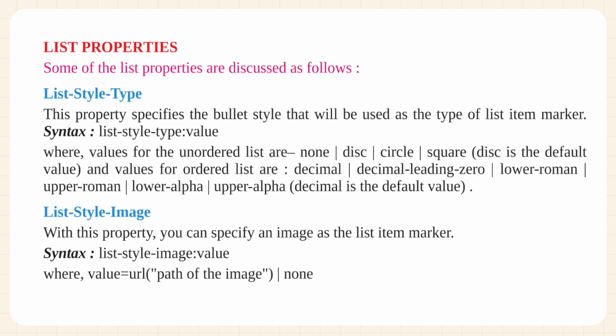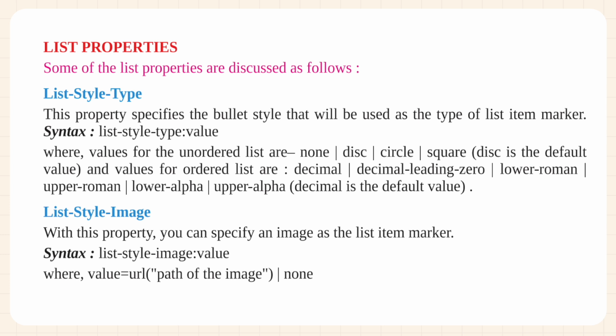List properties. Some of the list properties are discussed as follows. List-style-type: this property specifies the bullet style that will be used as the type of list item marker. Syntax: list-style-type: value. Where values for the unordered list are none, disk, circle, or square. Disk is the default value. Values for ordered list are decimal, decimal-leading-zero, lower-roman, upper-roman, lower-alpha, or upper-alpha. Decimal is the default value.